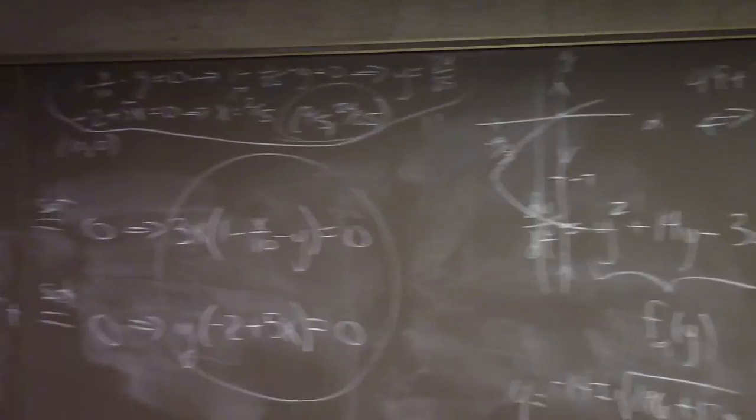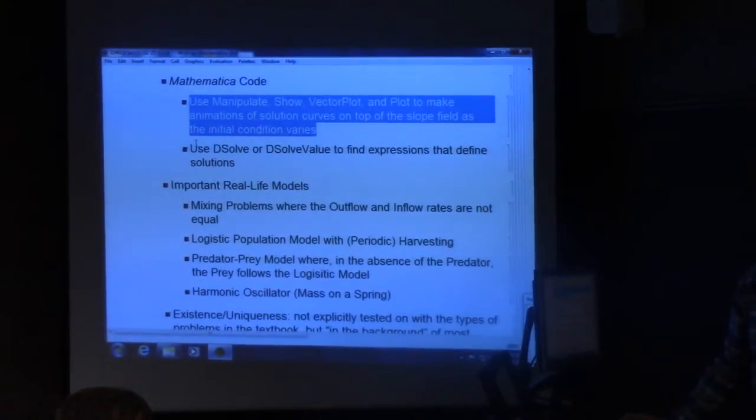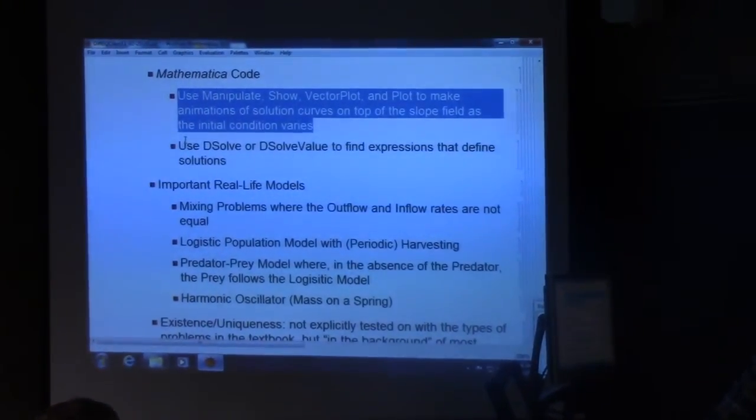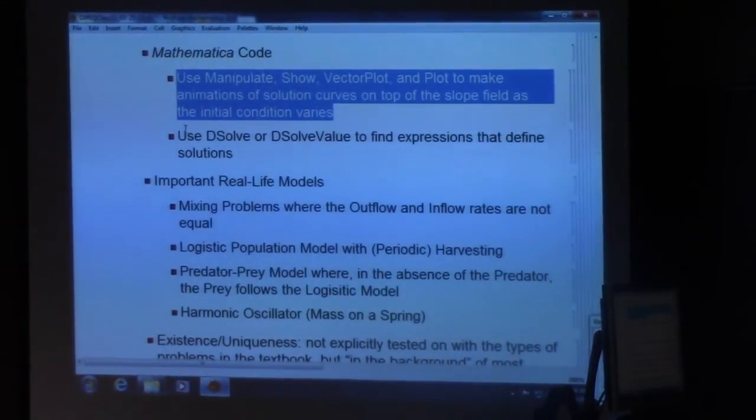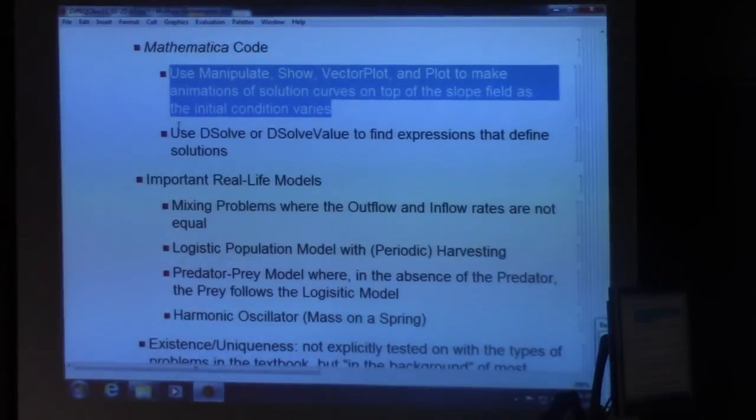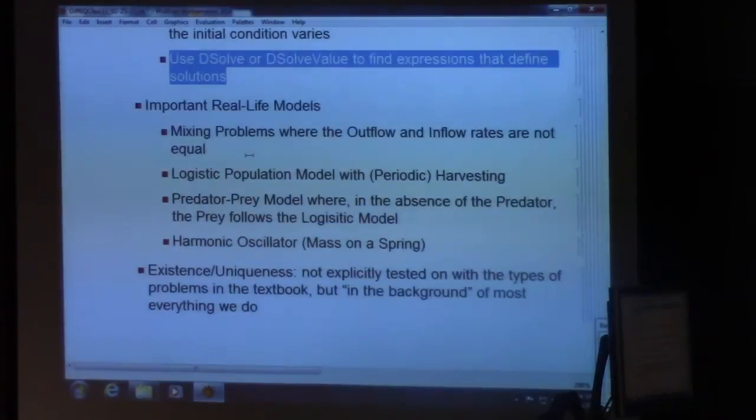Mathematica code. Make sure you can use Manipulate, Show, VectorPlot, and Plot to make slope fields with solutions in slope fields that can be animated as the initial condition changes. You do not have to do the extra stuff like plot range and plot style. I'm after just a basic graph. Also use DSolve or DSolveValue. I'll let you choose which one you prefer. There were a few different ways you could use them, and I'll let you choose which way you do that. You may not remember that. It is in that second Mathematica homework.